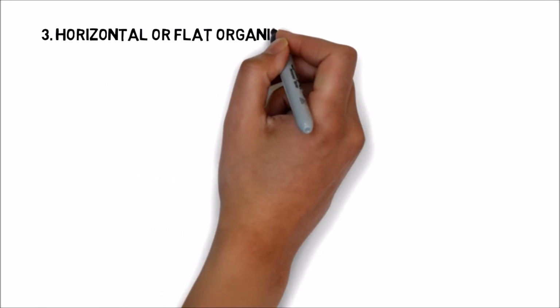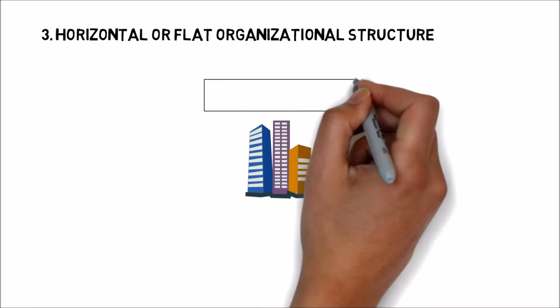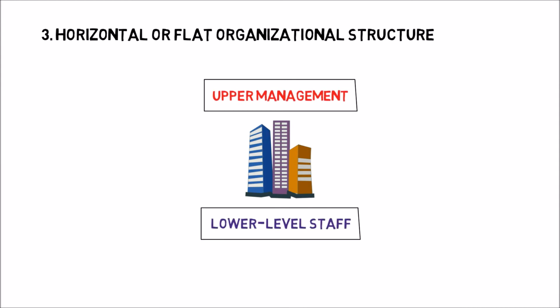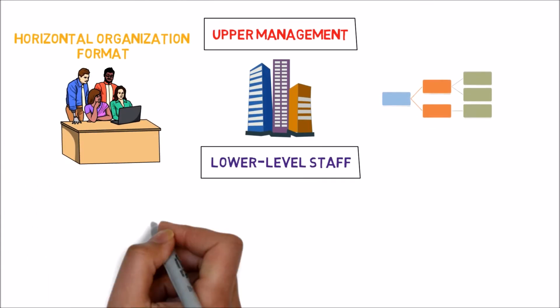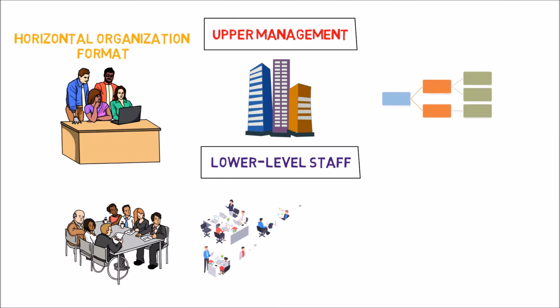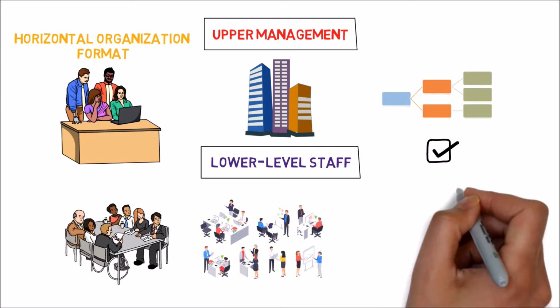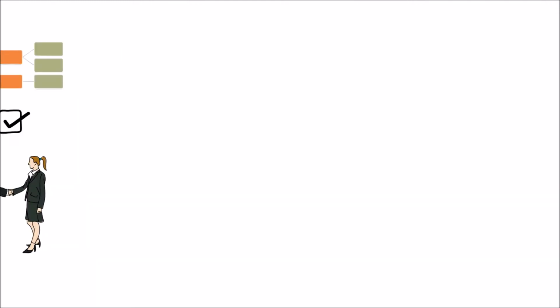3. Horizontal or flat organizational structure. Many firms with few levels between upper management and lower level staff use a horizontal or flat organizational structure. Many small businesses employ a horizontal organizational format until they have grown large enough to establish separate departments. But some organizations keep it this way since it encourages more participation from all personnel.